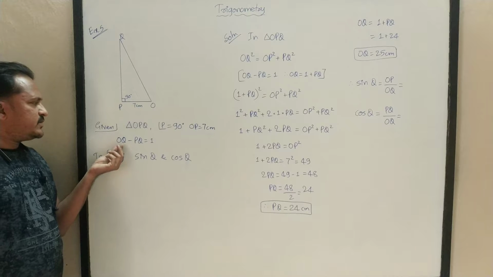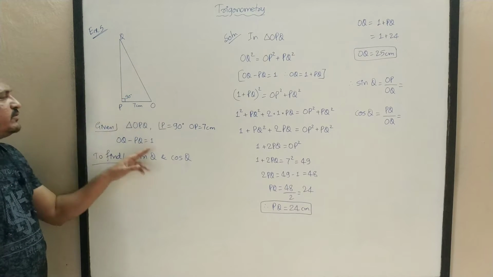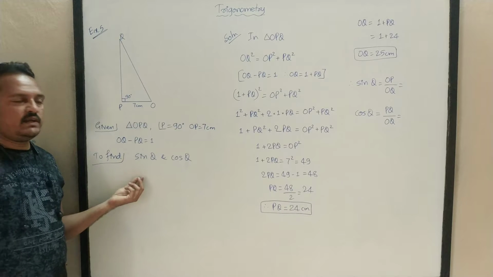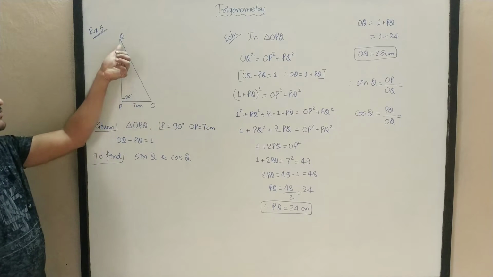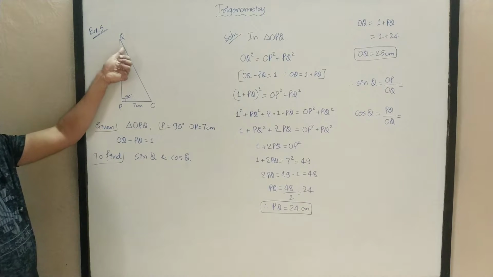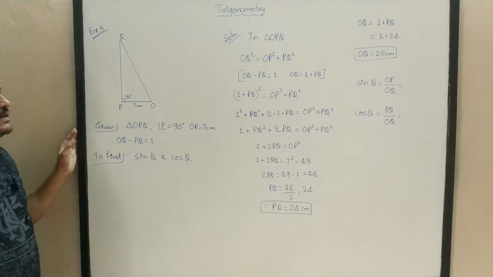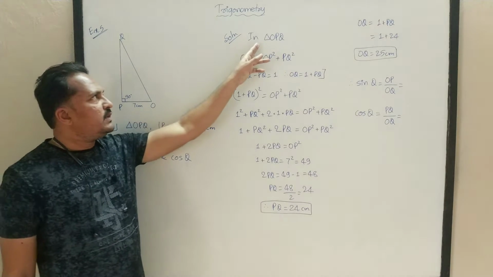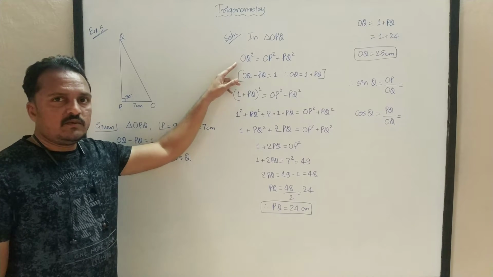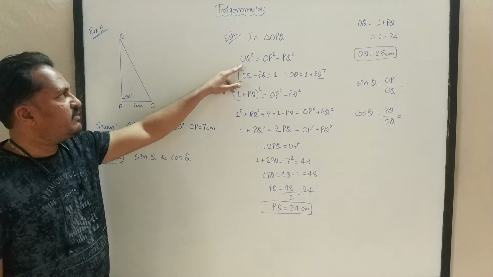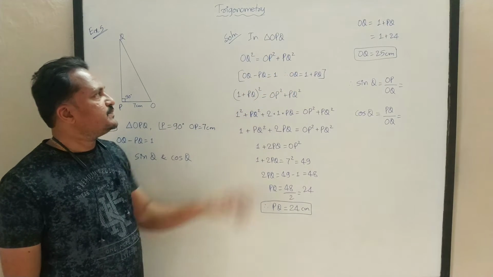The difference of the two sides, OQ and PQ, will be 1 here. We need to find sine of angle Q and cos of angle Q. Sine of this angle Q and cos of this angle Q we needed to find. So in the triangle OPQ, by the Pythagoras rule, we write hypotenuse square is equal to the sum of the two other side squares.